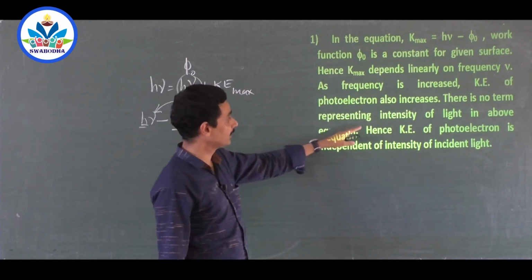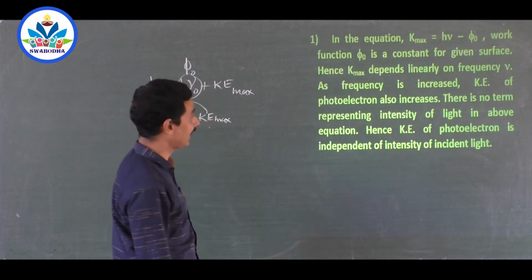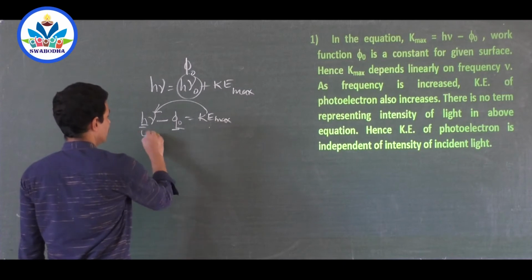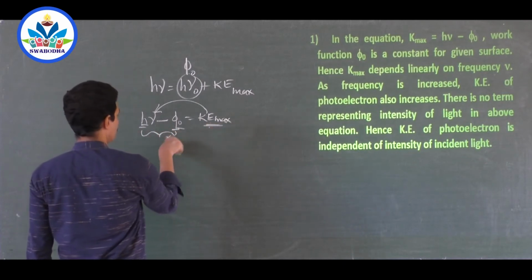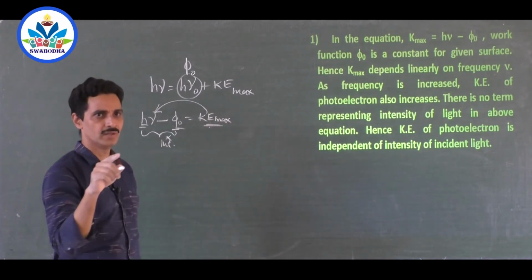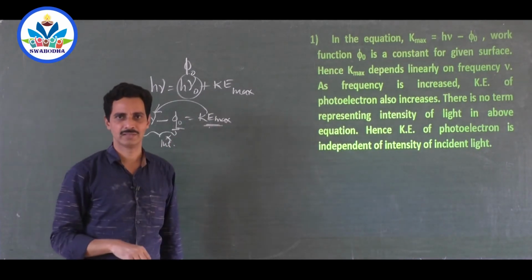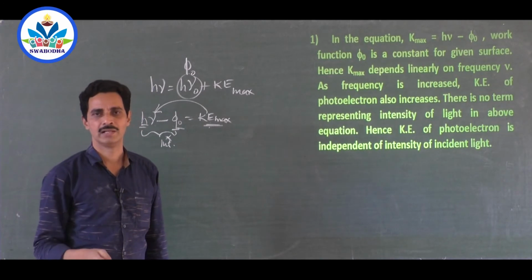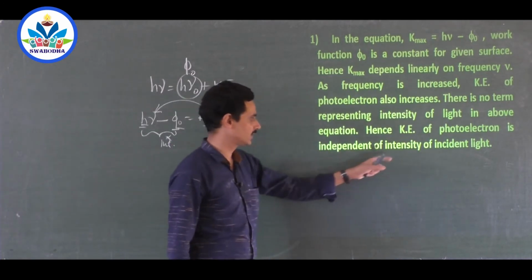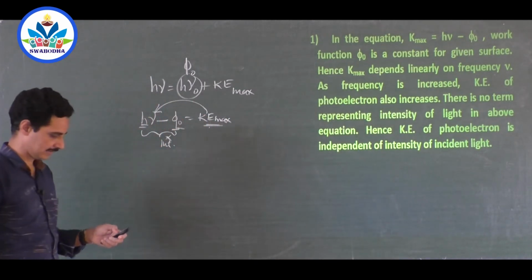There is no term representing the intensity of light in the above equation. Do you get the intensity anywhere? No. So in the kinetic energy equation, there is no intensity. So the kinetic energy of photoelectrons, the money that you remain with, doesn't depend on the intensity of incident radiation. So the kinetic energy of photoelectrons is independent of intensity.